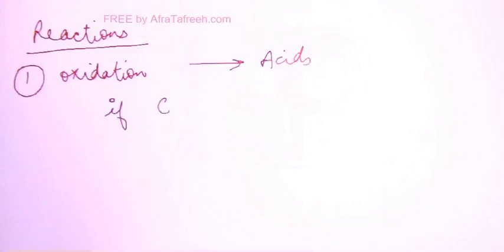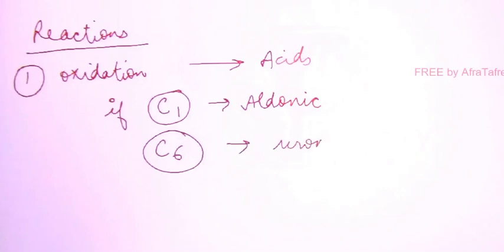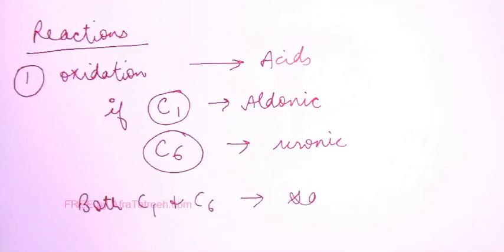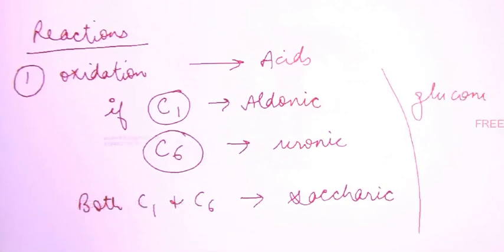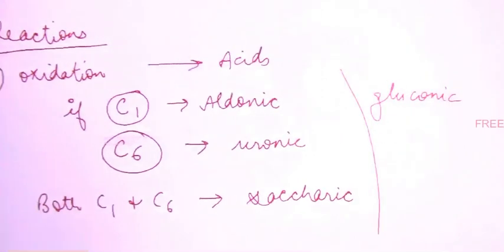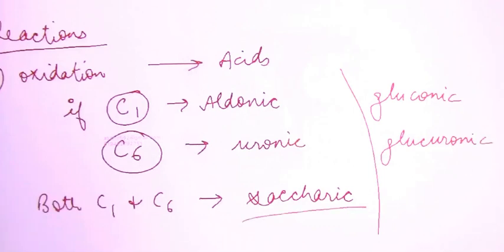If oxidation occurs at C1, then aldonic acid is formed. If oxidation occurs at C6, then uronic acid is formed. If oxidation occurs at both C1 and C6, then saccharic acid is formed. In case of glucose, the names of the acids will be gluconic acid here, glucuronic acid here, and saccharic acid when it is oxidation at both C1 and C6.